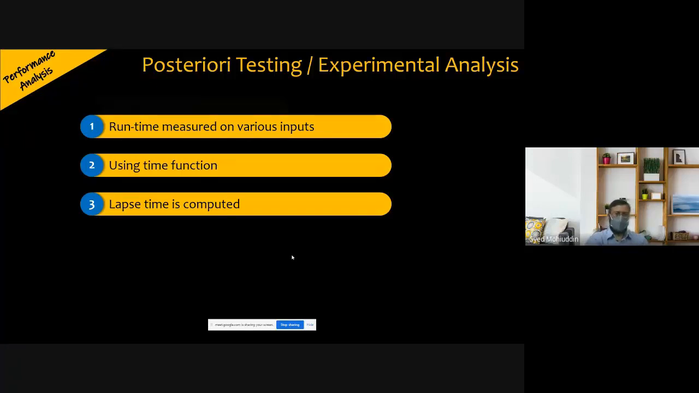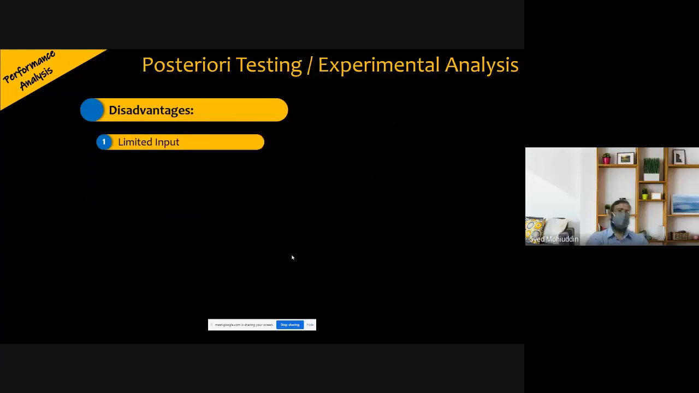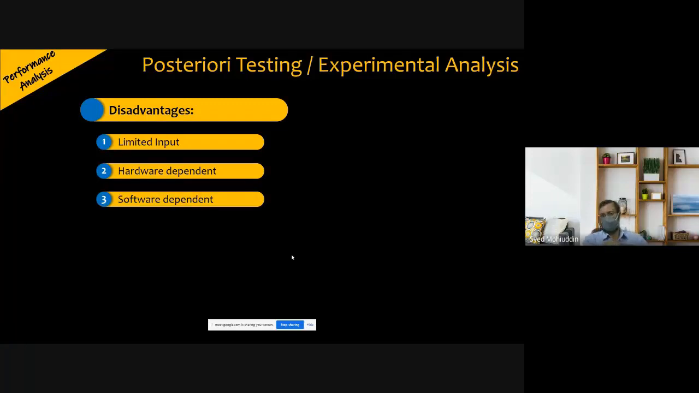Now, let us formally talk about the disadvantages. The first disadvantage is the limited input. That is, we cannot test it on all possible inputs. The second is hardware dependent, and the third is software dependent. That is what I told you. If your system has a higher configuration, it may run faster on your system than on my system. The same algorithm, converted to a high-level programming language, same code when we are running. So it is hardware and software dependent.